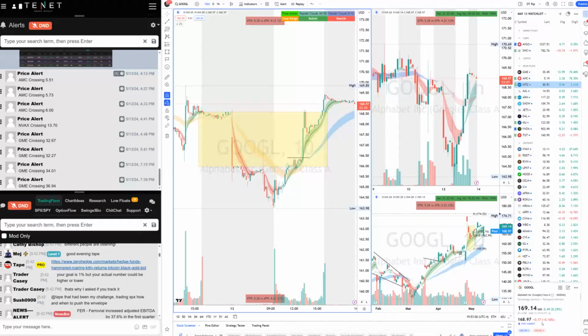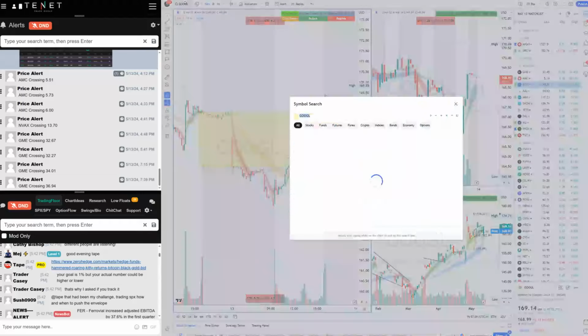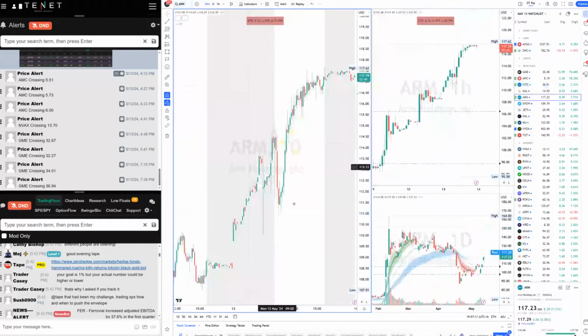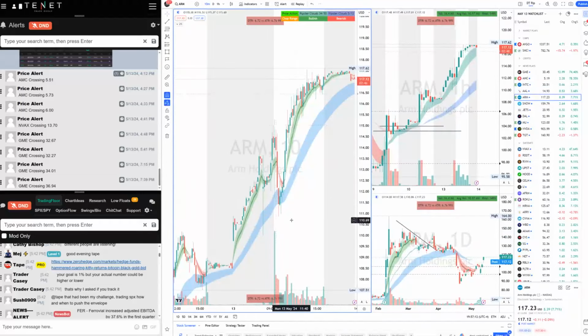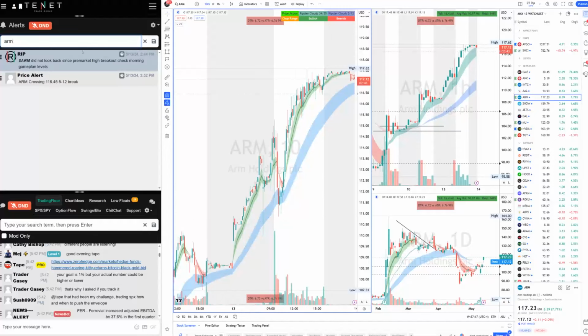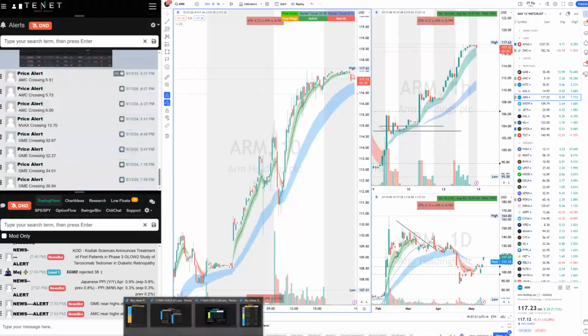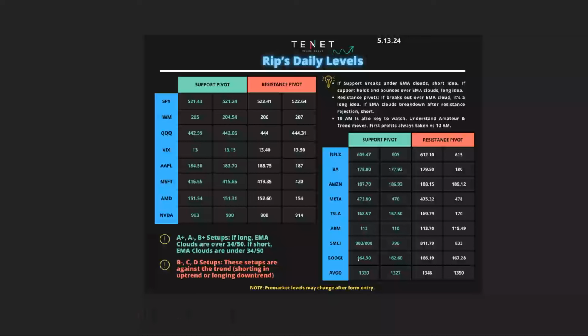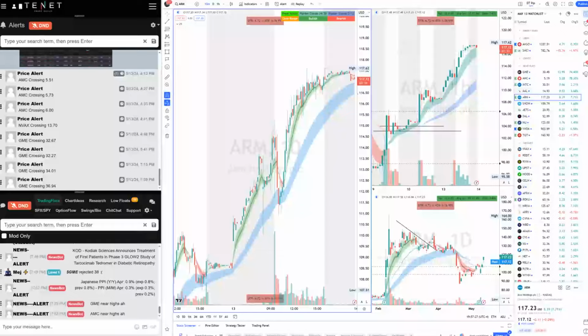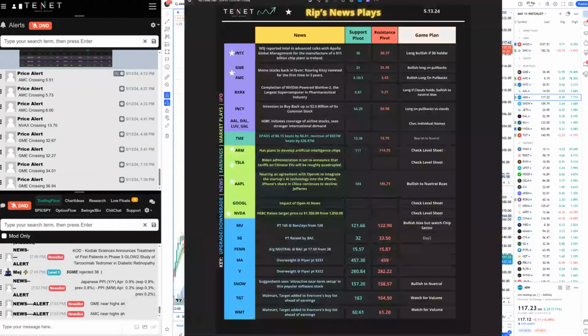All right, let's go to the next one. So the next one we're going to talk about is ARM, right? ARM initially was gapping, pulled down to the 3450 clouds. If we look here, let me show you what the levels on ARM were. The levels on ARM were 113.70, 115.50, and not only that, ARM was also on our star play. You see, ARM was a star play, and these were our breakout 114.70.